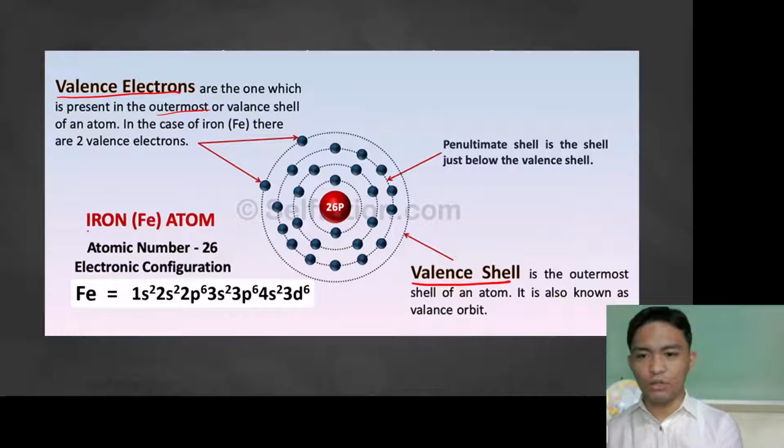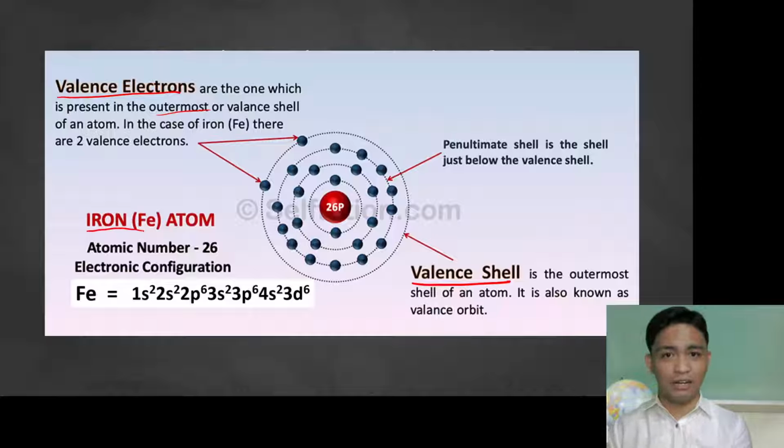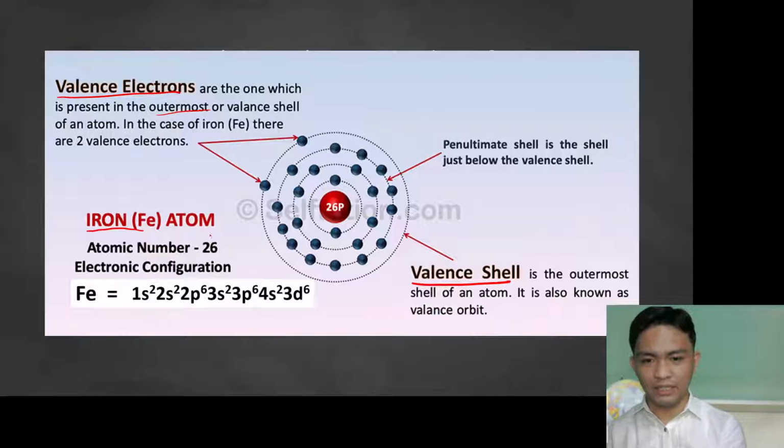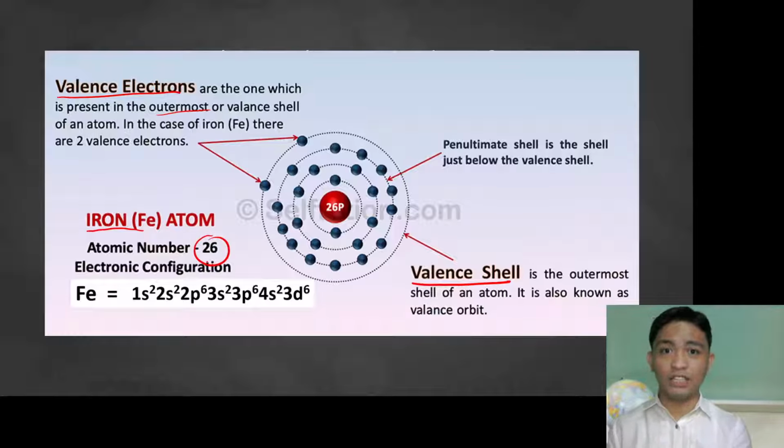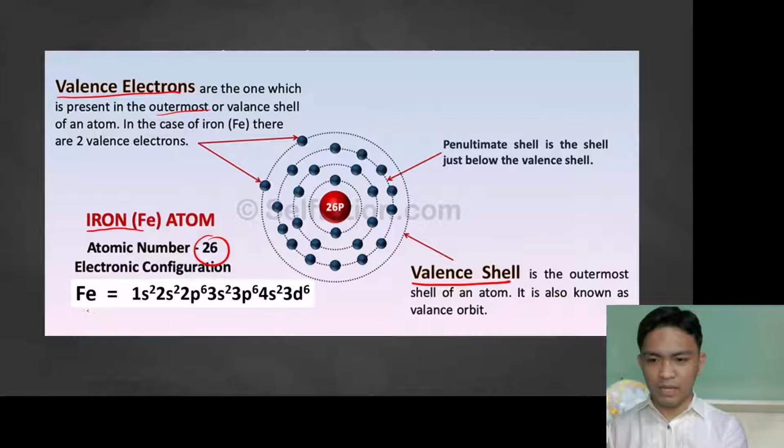So, kung gagawa din ito ng electron configuration, gaya ng nakaraang video, we've got to determine first the atomic number. So, the atomic number of iron is 26, meaning to say, it also has 26 electrons. So, yun yung iaayos natin sa ating electron configuration. So, here, at the lower part, you have the electron configuration for iron. So, 1s2, 2s2, 2p6, 3s2, 3p6, 4s2, 3d6.